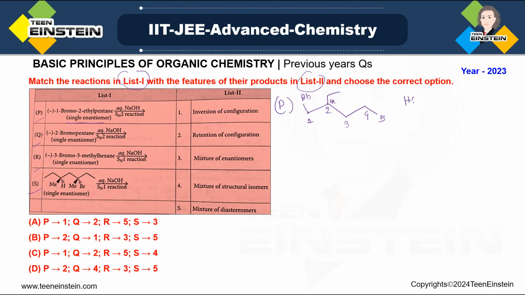Now when you are treating it with HO minus, that is aqueous NaOH, there is SN2 reaction. This HO minus will attack at this carbon which is bearing the leaving group Br, and Br will be substituted by HO. But you have to be careful that the chiral center is not disturbed here. It is still intact. That means the attack at number 1 carbon is occurring, but that has nothing to do with chirality.